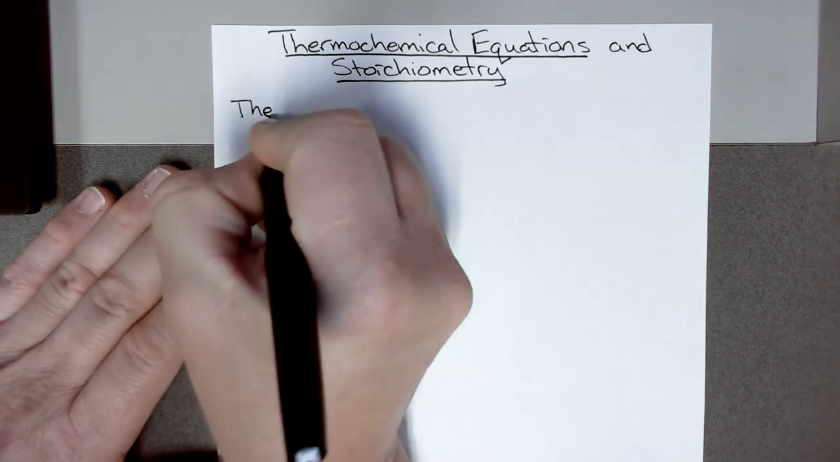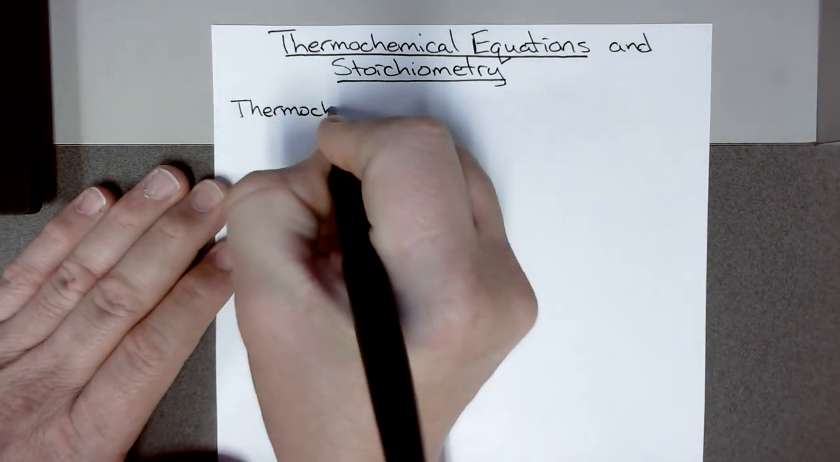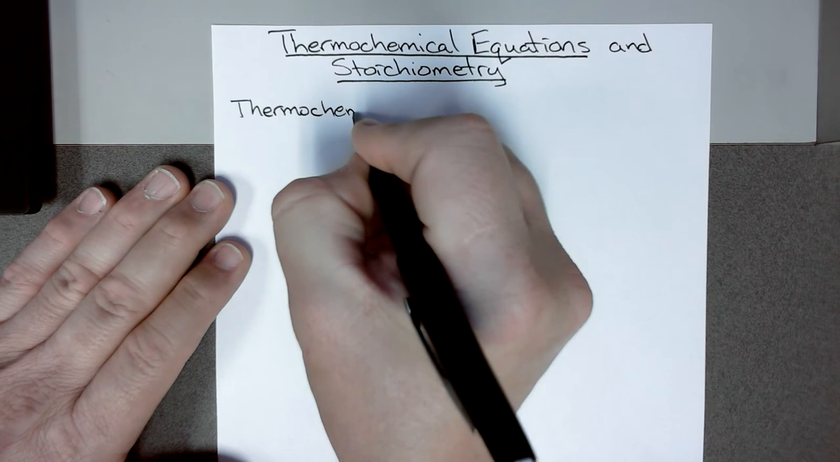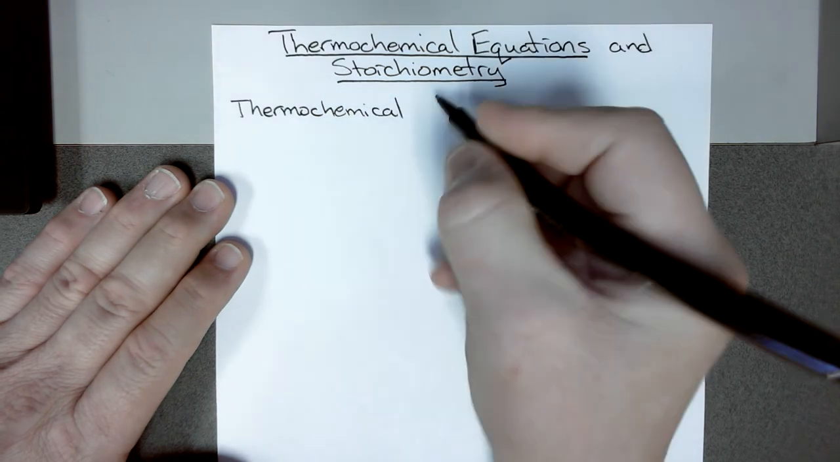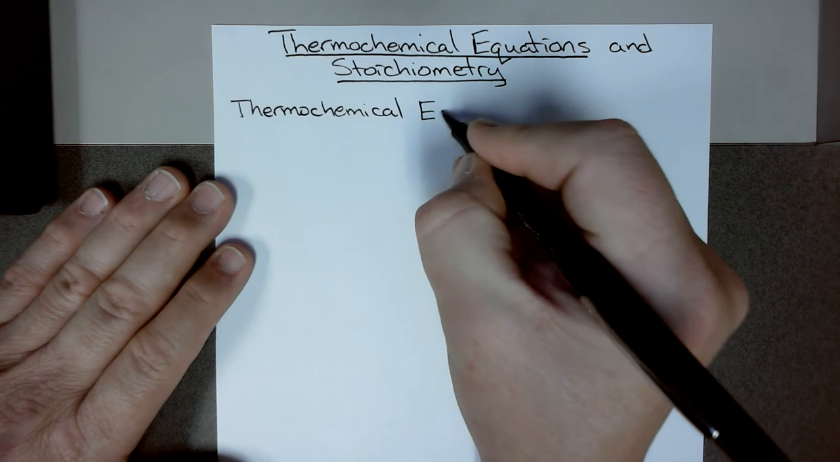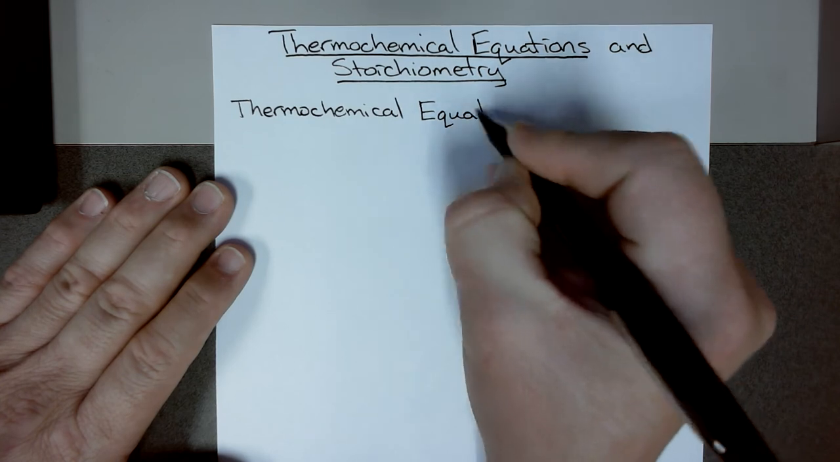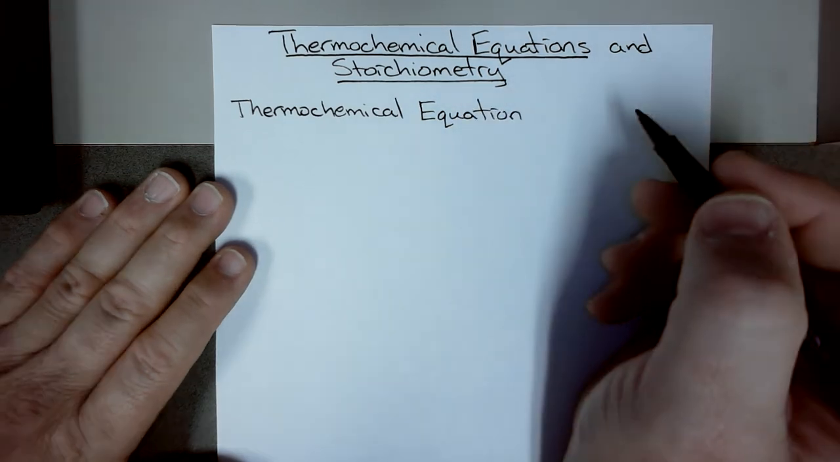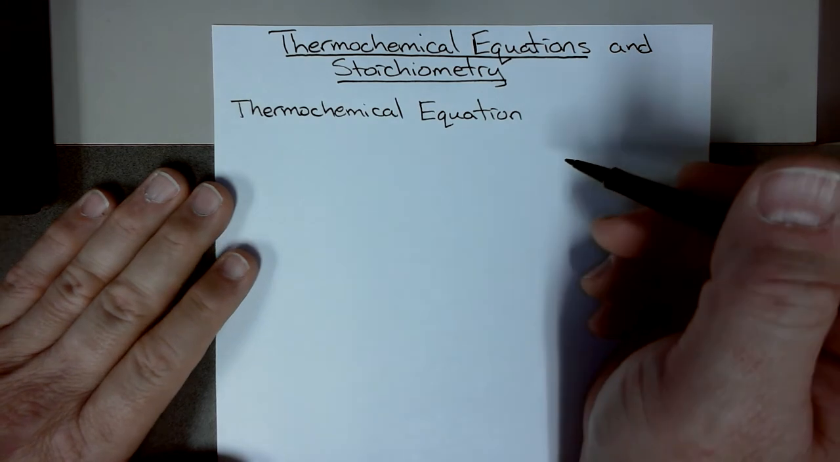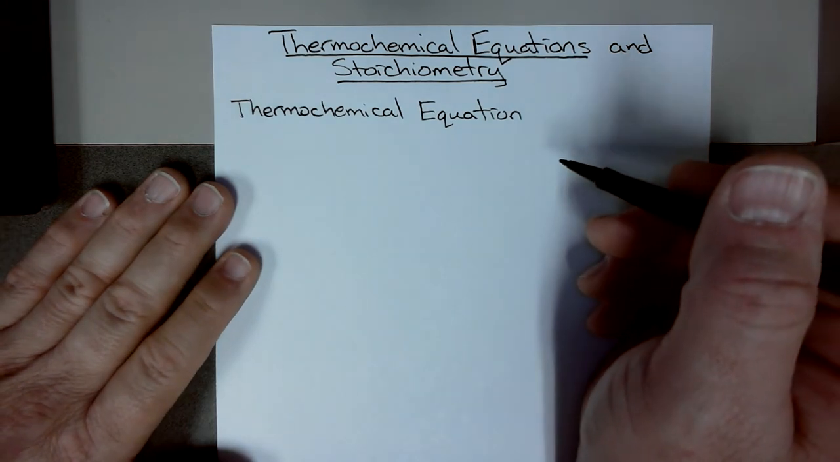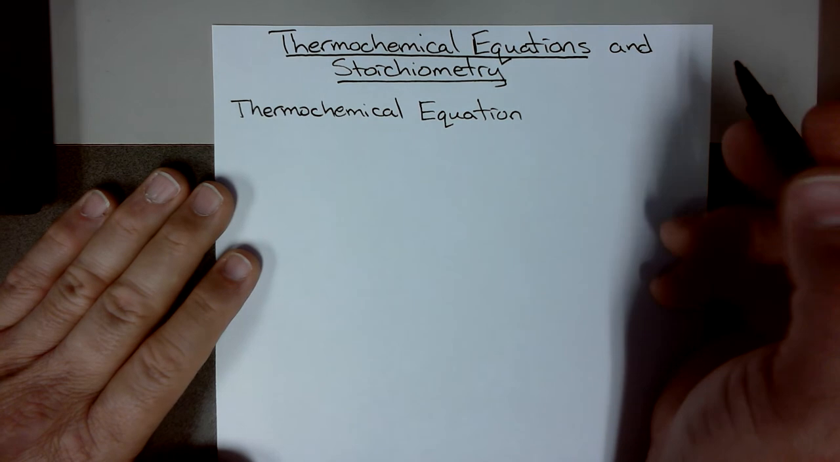Thermochemical equations. There are two ways to write thermochemical equations. You can include the energy in the equation itself, or you can write the equation and then write the delta H, or the enthalpy change of the equation, to the side. Let me show you what I mean.